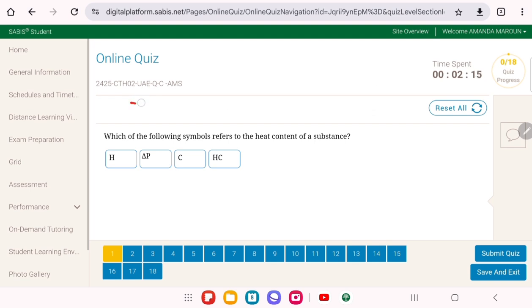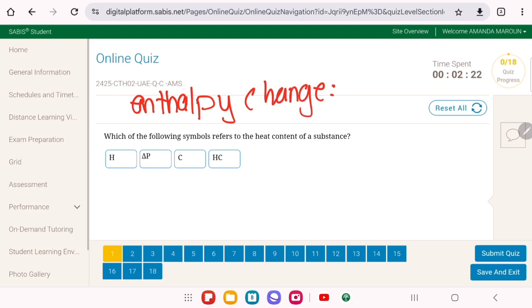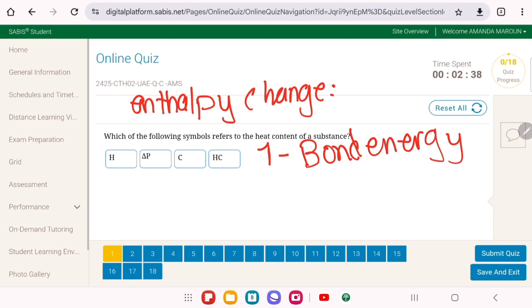The second general rule is about the enthalpy change. There are, I believe, 3 cases, and the first case is bond energy. These are all examples of enthalpy change. Enthalpy change isn't just one thing, it's a general label for these 3 types of heat change. So first is bond energy.